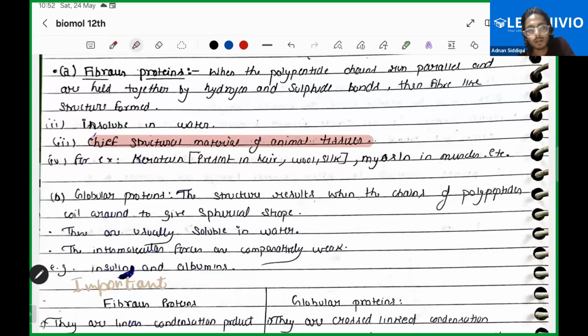They are the chief structural material of animal tissue. Examples of fibrous protein are keratin, present in hair, wool, and silk, and myosin, present in muscles. You might have heard of shampoos containing keratin. Why is keratin important? Because it is helpful for the growth of hair. It is a type of fibrous protein present in our hair, wool and silk.